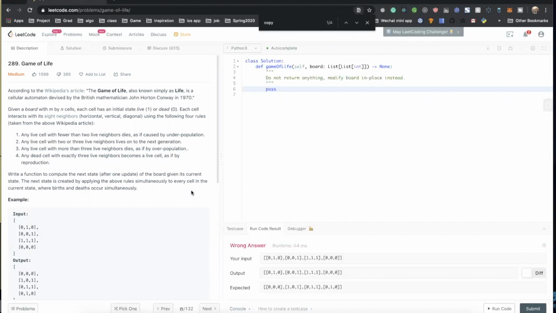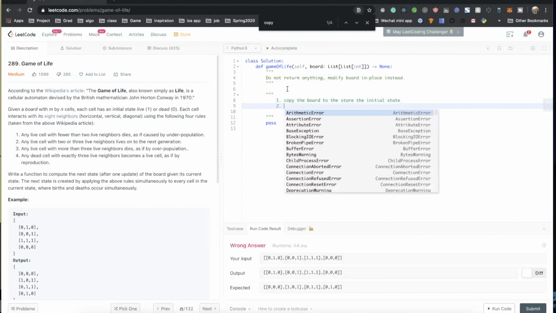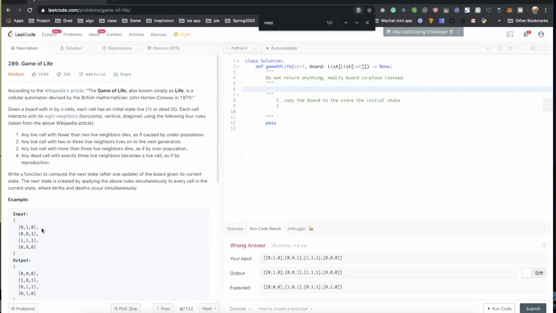Okay, before jumping to coding and following all these rules, let's list our steps. First, we need to copy the board to store the initial state, because we cannot update the current state while iterating over it. Then for every cell, iterate over its neighbors and count the number of dead cells and live cells, and then we can make the change based on these rules.